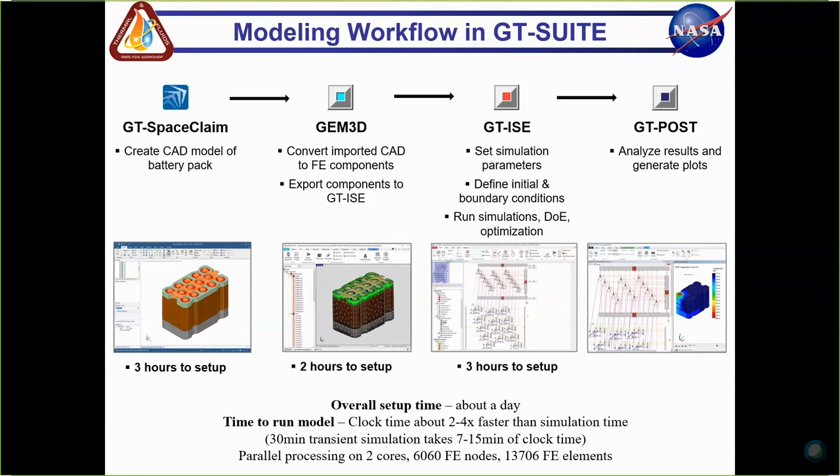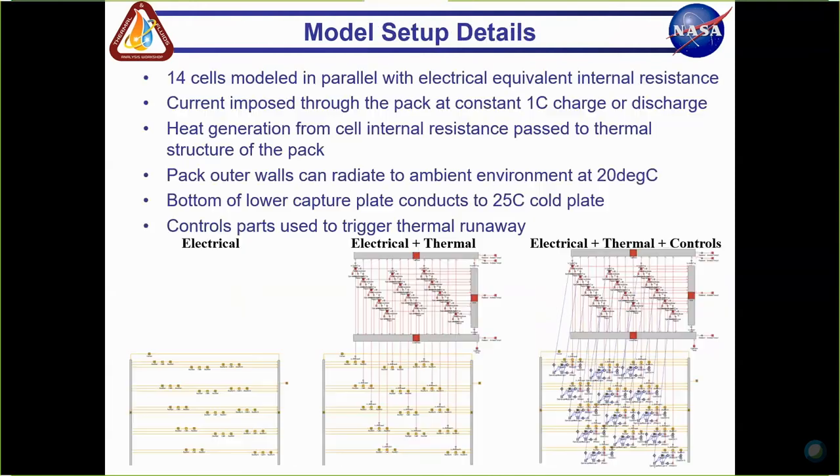With the model set up, the run time depends on the coarseness of the model, obviously, and the number of nodes and elements you have in your mesh. In this case, it was about 2 to 4 times faster than the simulation time. So if you looked at a 30-minute transient simulation, it would take anywhere from 7 to 15 minutes of clock time to run. There's also the capability to do parallel processing. In this case, we just analyzed it on two cores, quoting these values here, and you can see there are over 10,000 elements in the model.